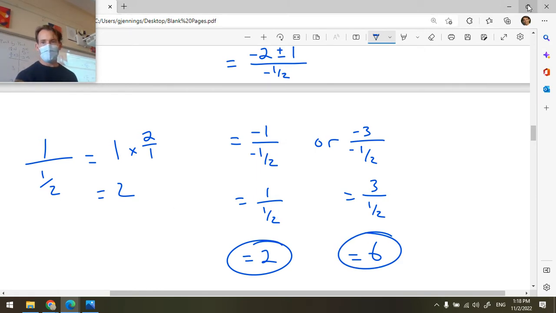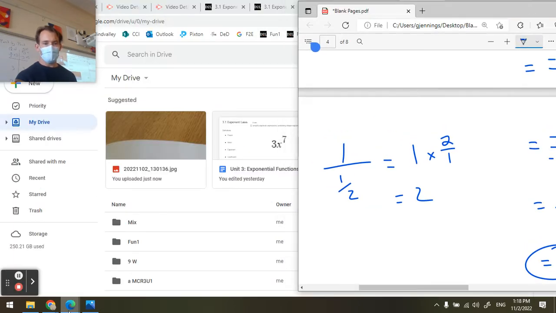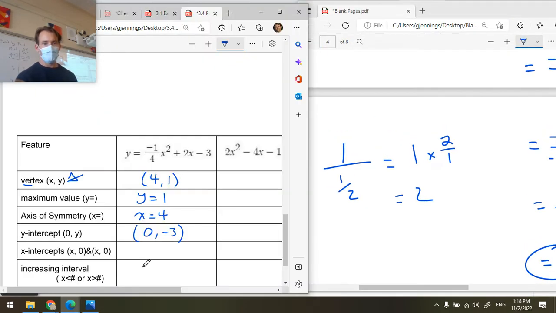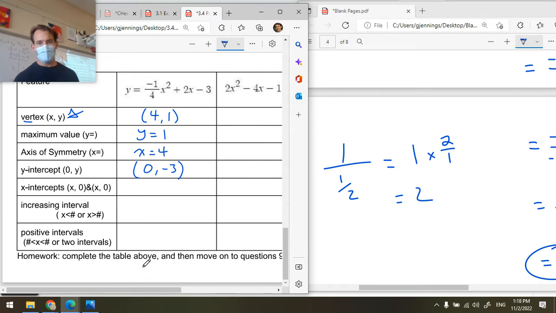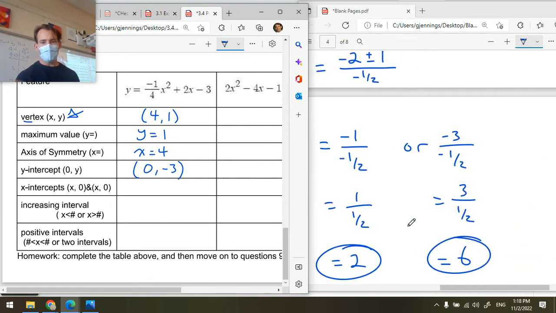So now I can go ahead and put that in my chart as well. So my x-intercepts here are 2 and 6. So I would write them this way: 2, 0, and 6, 0. And this shouldn't surprise me very much because I notice that they're symmetrical around this line x equals 4.